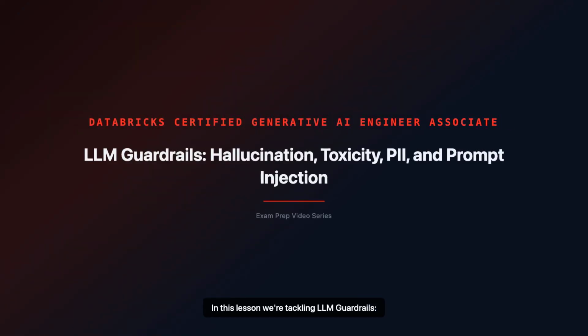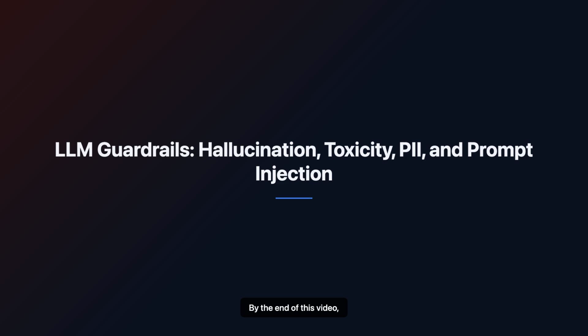In this lesson we're tackling LLM Guardrails, Hallucination, Toxicity, PII, and Prompt Injection, one of the trickier topics on the exam. Let's break it down. By the end of this video, you'll know exactly which guardrail layer to reach for when your agent hallucinates, leaks a credit card number, or gets hijacked by a clever user. And you'll know why the most common engineering instinct, fine-tune the model, is the wrong answer almost every time.